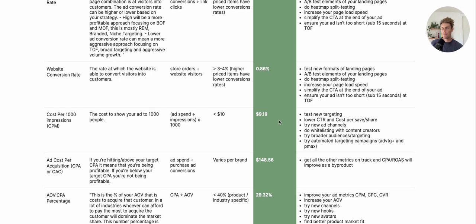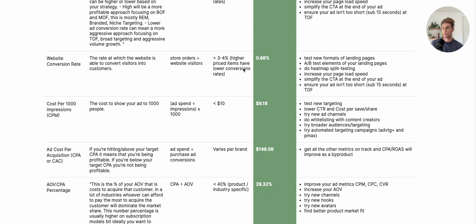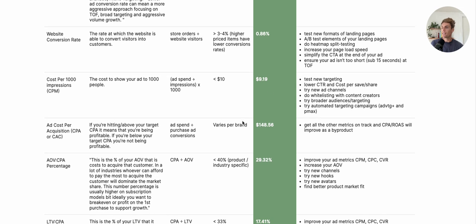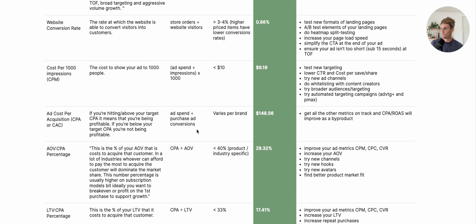Taking a look here, our CPMs are pretty good, below $10. So we're pretty efficient with our ad spend in terms of CPMs. We just want to try and increase that conversion rate. So we might try and improve the targeting and then match the ads a little bit better.